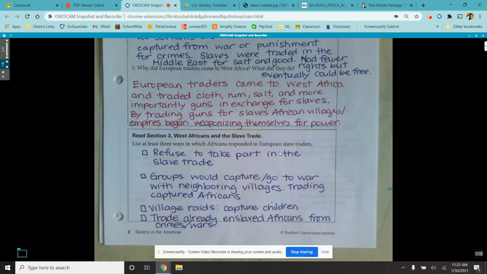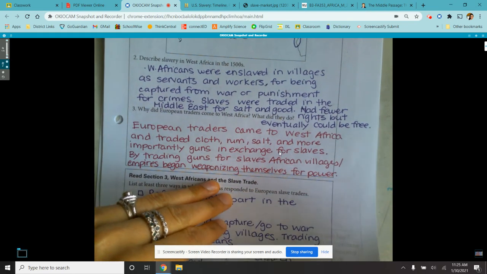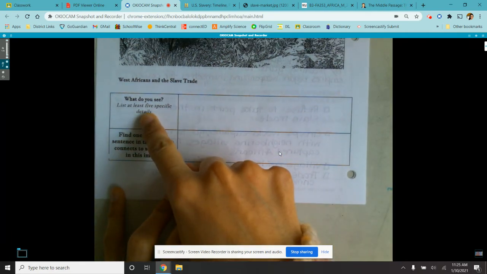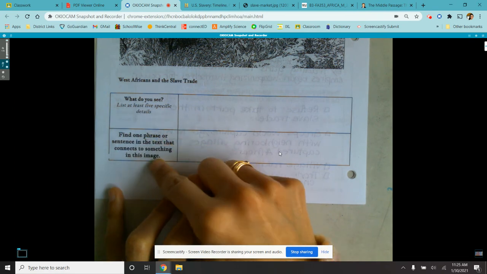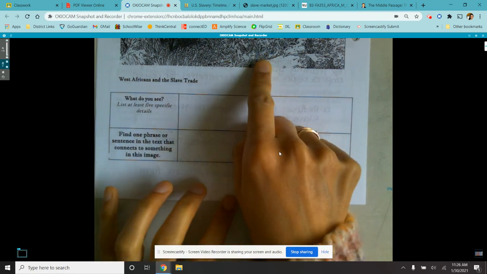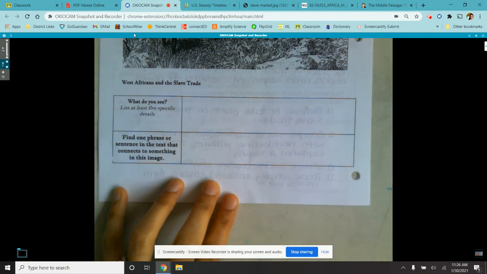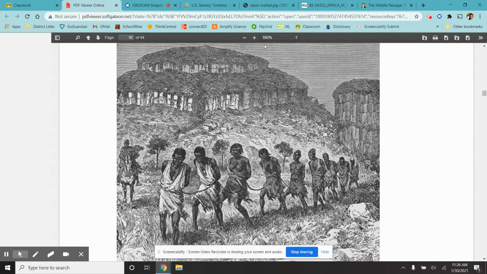So next, the picture on the next page is obviously a bad example from the copying, but what I'm going to do is zoom in on my screen, and what I want you to do is find at least 5 specific details and then find a phrase or sentence from the text that connects to something in this image. So go back to the reading and find something that connects to the image. I'll blow the image up a little bit here, make it a little bigger.